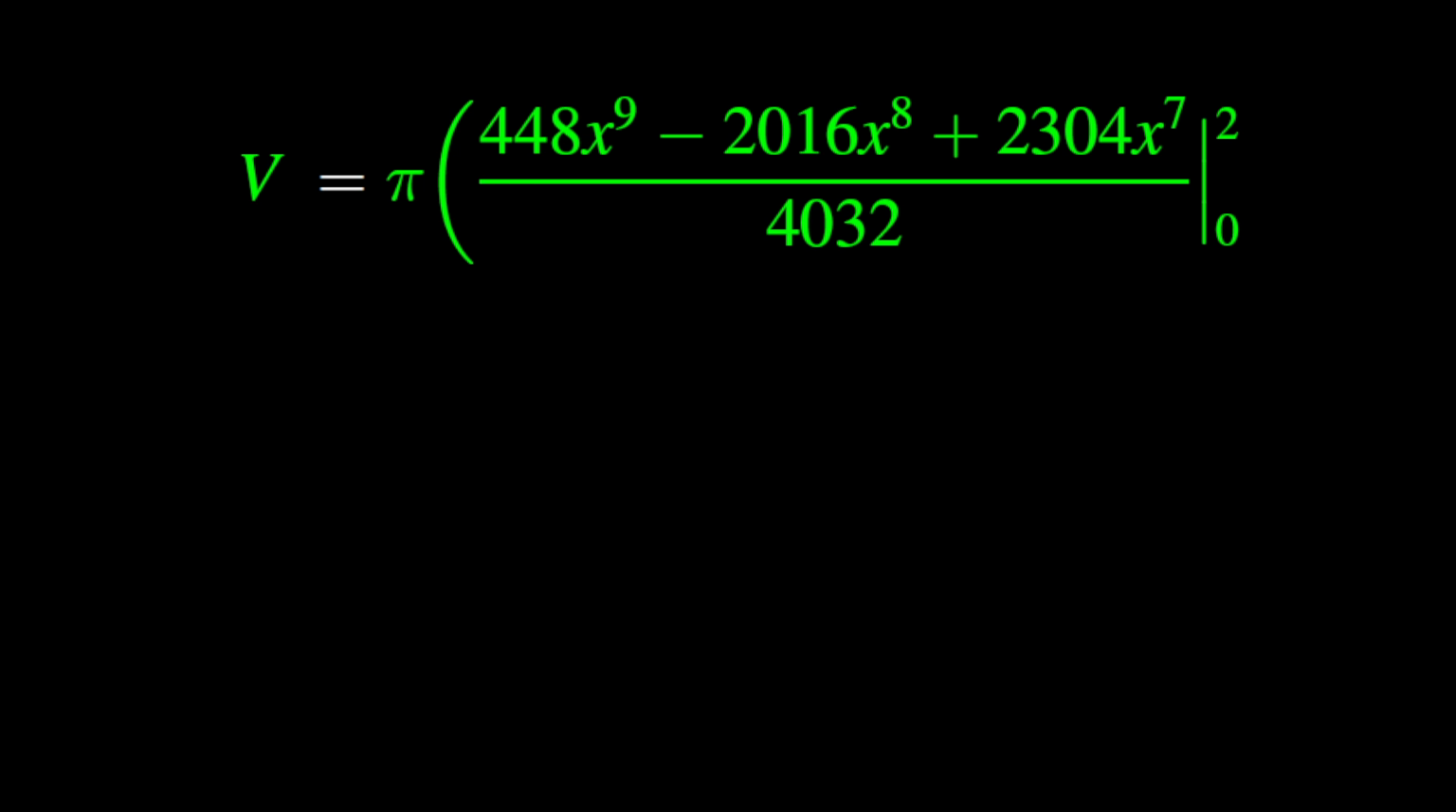Using the fact that the integral of x to the power 8, minus 2x to the power 7, minus 2x to the power 7, plus 4x to the power 6 is 448x to the power 9, minus 2016x to the power 8, plus 2304x to the power 7, over 4032. So the volume of the solid is obtained by evaluating the antiderivative from 0 to 2.